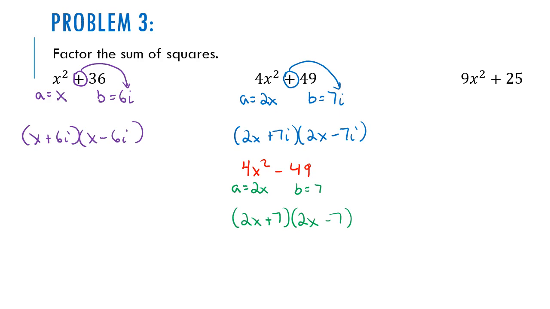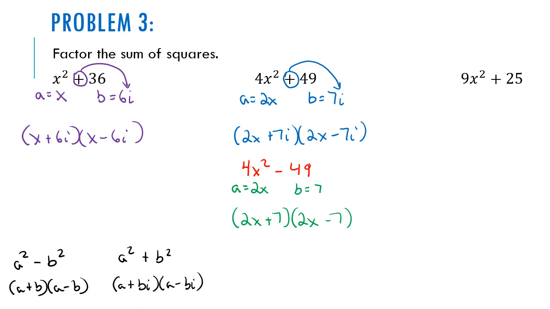So now we've talked about a few different forms. We've talked about a difference of squares, where each term was a perfect square, which gave us the form a plus b, a minus b. We just talked about the sum of squares, where the two terms are perfect squares, but there's a plus sign in the middle. And that gives us the form a plus bi, a minus bi.